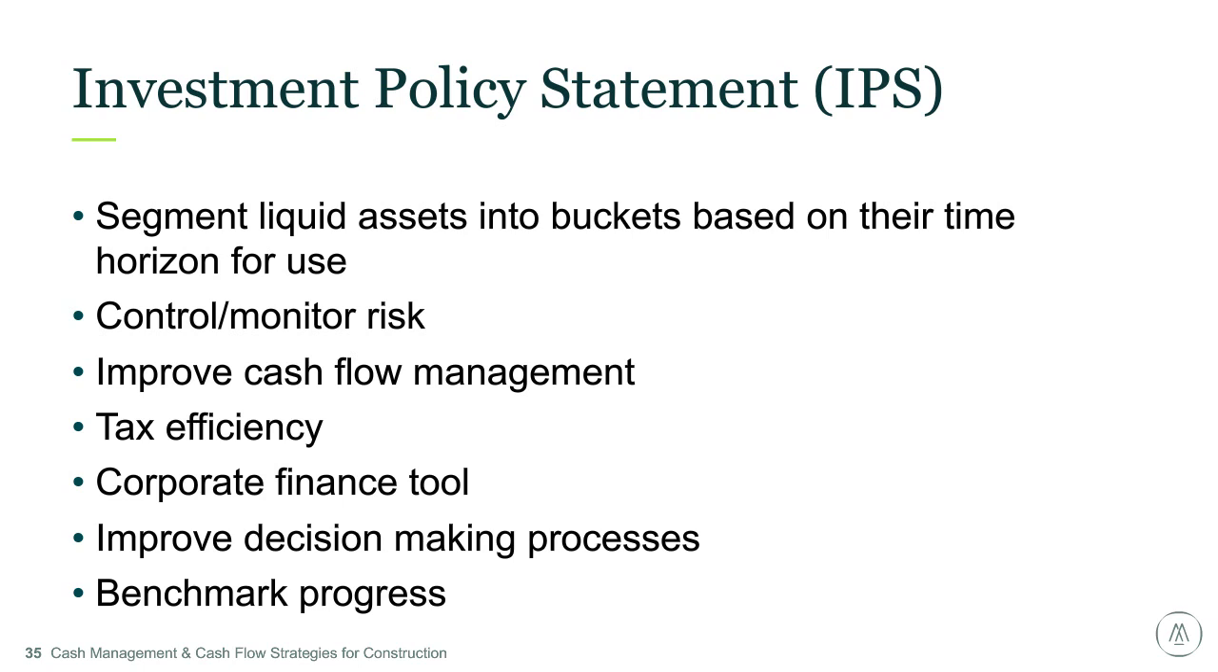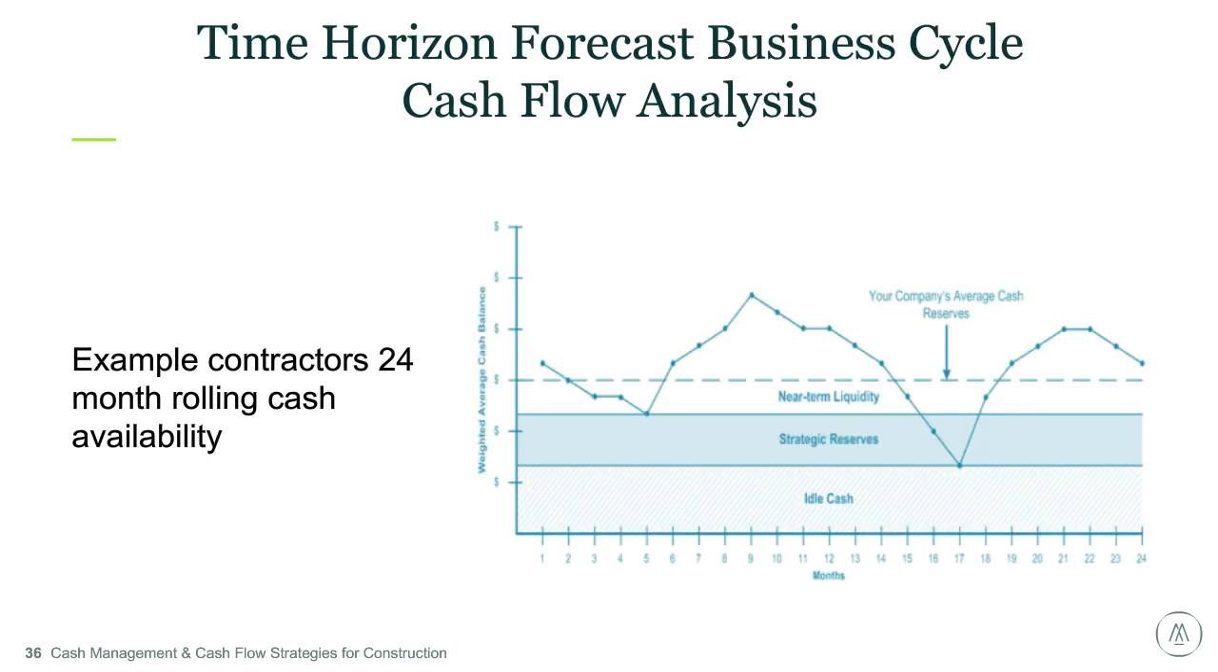So again, just going back to that rolling cash graph, the investment policy statement simply takes those buckets and further defines a solid plan for them. And we just continue to monitor and adjust how we invest these buckets based on available cash, capital needs, and interest rates over time.